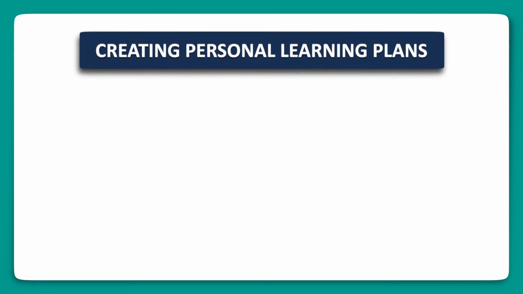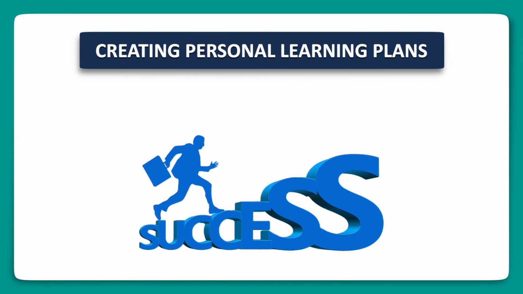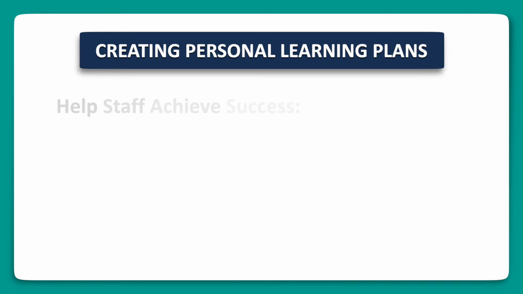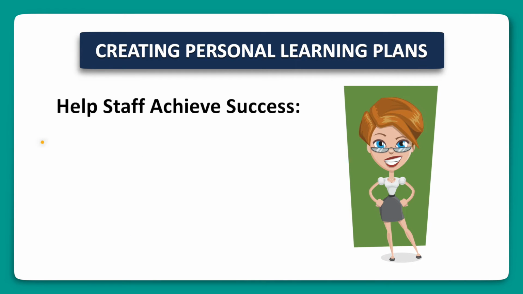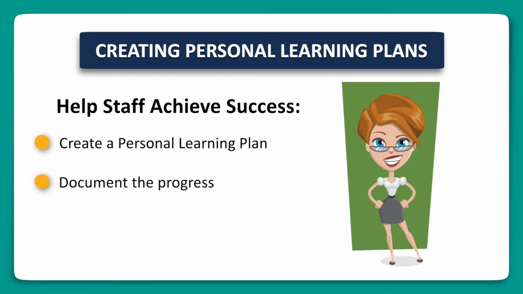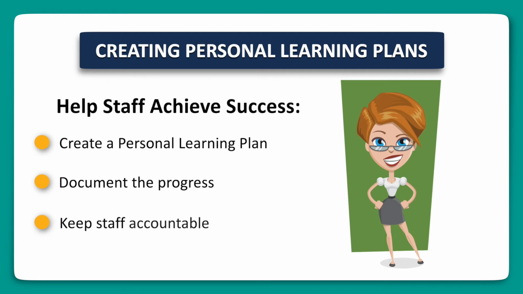Achieving the success of the library's digital literacy learning plan is based on the success of the individuals. To help staff achieve this success, have them create a personal learning plan. Each staff member should create this plan, and as a whole, they will help document the progress of the staff in achieving learning goals. They also help keep individual staff accountable for their own learning journeys.